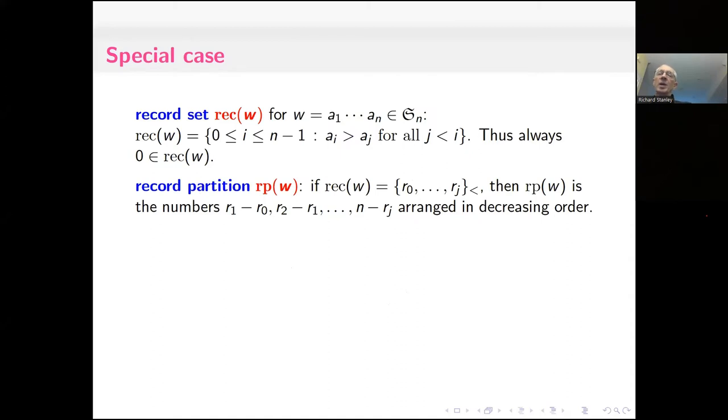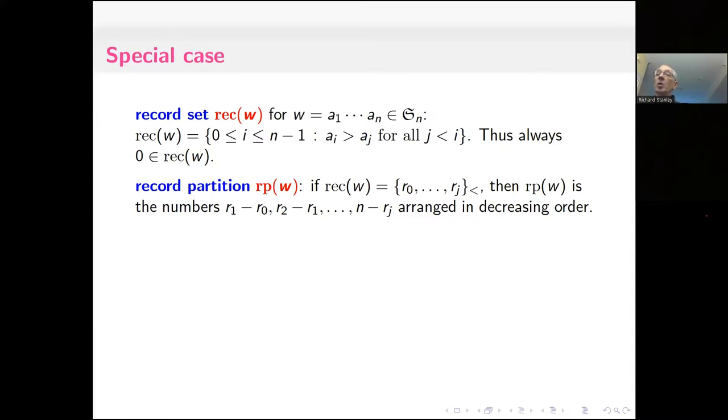Okay, so now let's look at some instances where we can say more about U_X than simply that it's a P integral symmetric function. So I'm going to need a definition or concept of the record set of a permutation, a1 up to an. We'll define rec W to be the set of all i between 0 and n minus 1, such that a_i is greater than a_j for all j less than i. So you're reading W from left to right, and you look at the positions where you find an element larger than all the previous ones, like a new record for being the largest element. In particular, when i equals zero, we get that zero is an element of the record set of W.